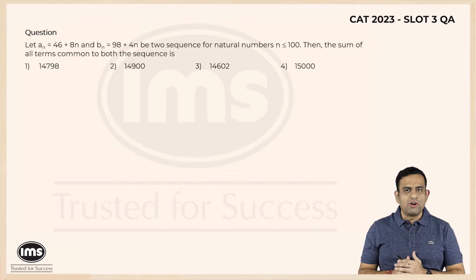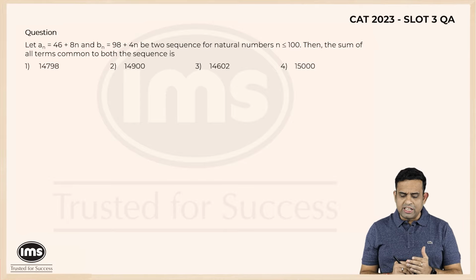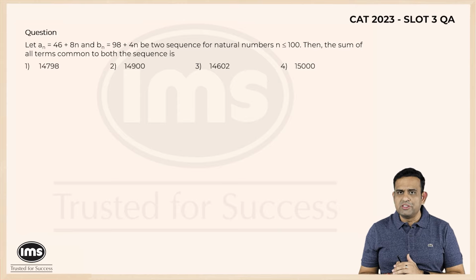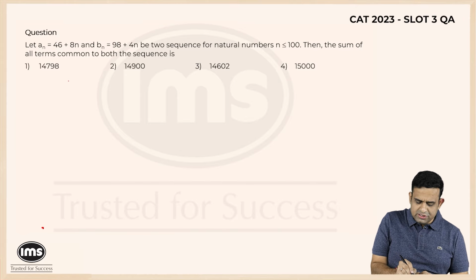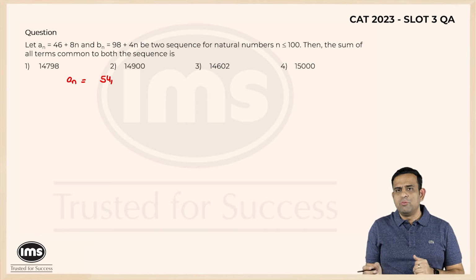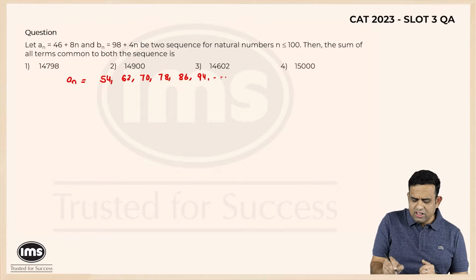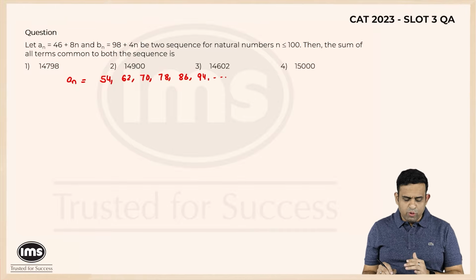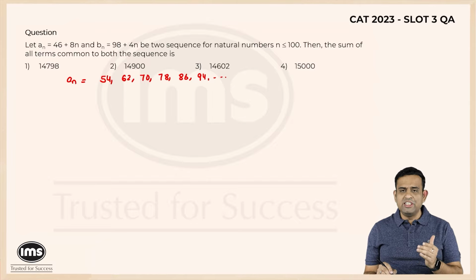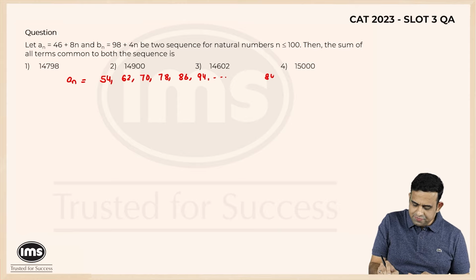Let an equal 46 plus 8n and bn equal 98 plus 4n be two sequences for natural number n less than or equal to 100. Then the sum of all terms common to both the sequences is how much? So in this particular case, let's write down the sequence of an. For n equals 1, we get 46 plus 8, giving you 54. So it's an AP with a common difference of 8. So 54, 62, 70, 78, 86, 94 and so on. The last value of n which we will put is n equals 100. That will give you 46 plus 800, which is 846.